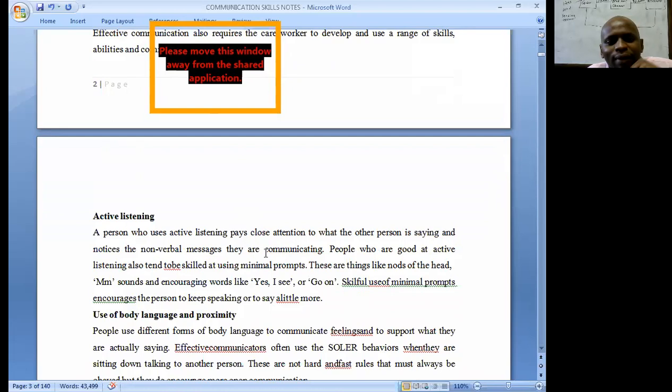A person who uses active listening pays close attention to what the other person is saying. So you'll be able to pay close attention.